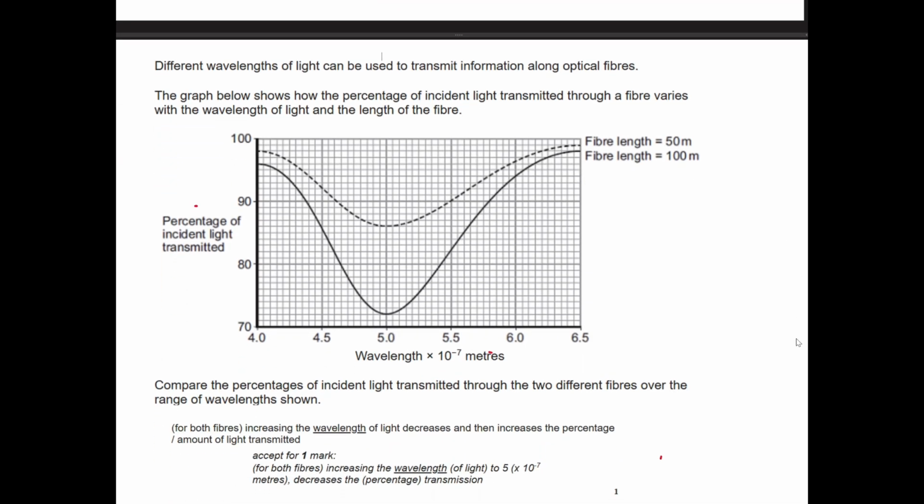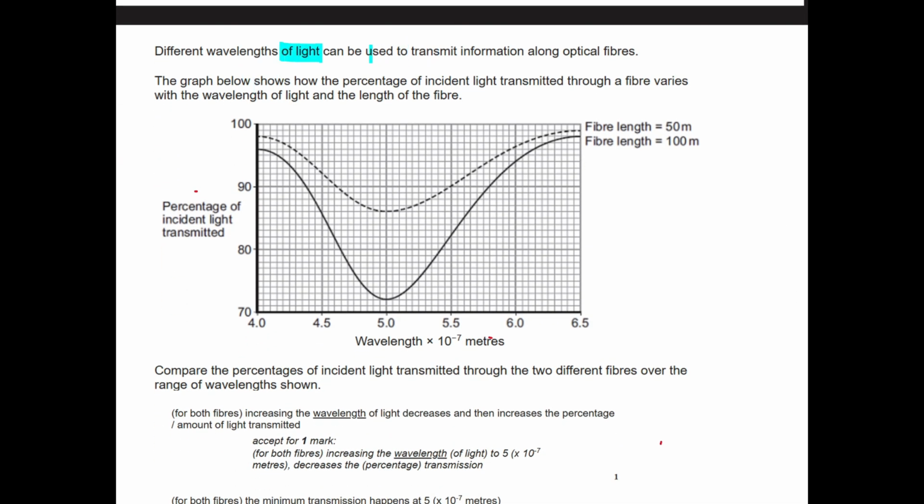Let's read it together. Different fibers of light can be used to transmit information. The optical fibers and the graph below show the percentage of light incident through the fibers varies with the wavelength and the length of the fiber. They have given you two fibers with two different lengths, and it says percentage of incident light transmitted, and wavelength here. Command word is compare, and people make a big mistake here by not comparing.